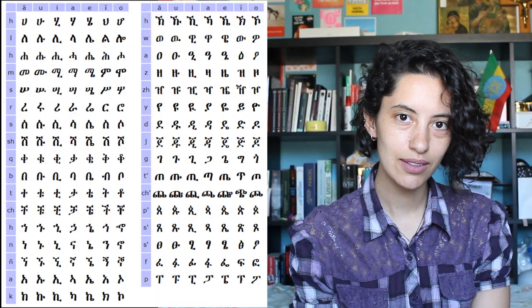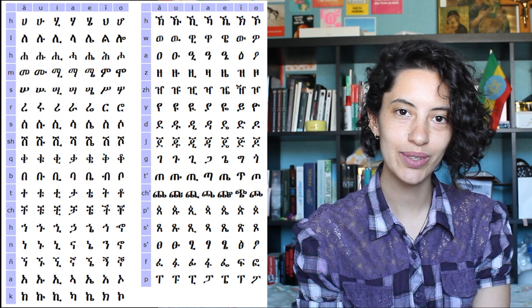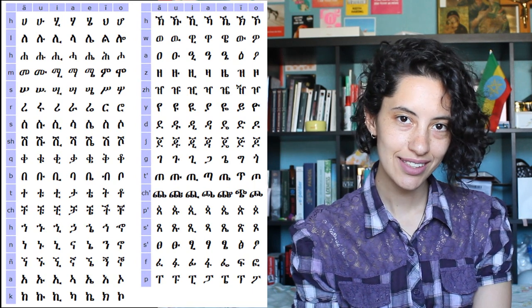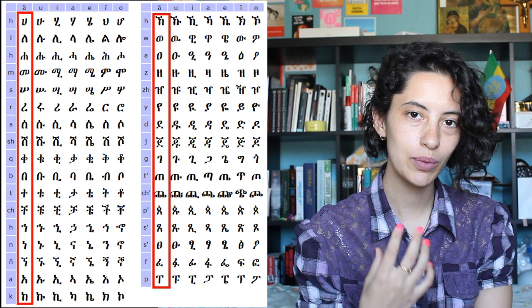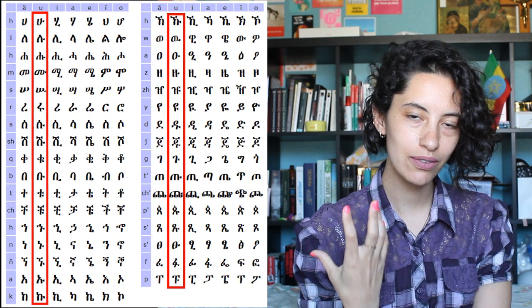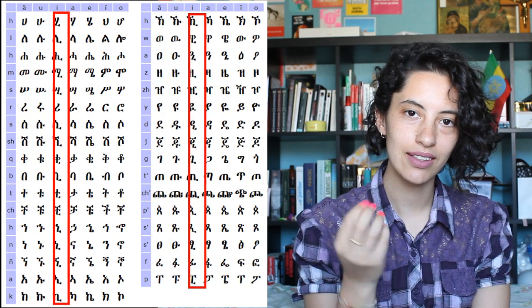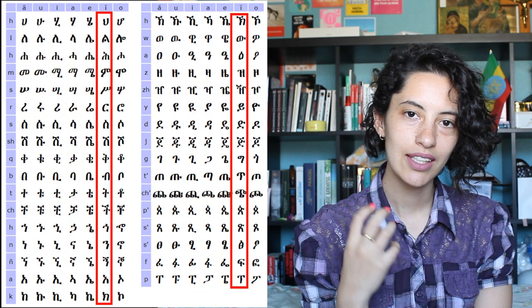This alphabet is composed of about 182 syllabic signs called fidels. So each sign is composed of a basic form that represents a sound. And when you change this basic form by adding a small sign or removing a small sign, it changes the sound that is produced.